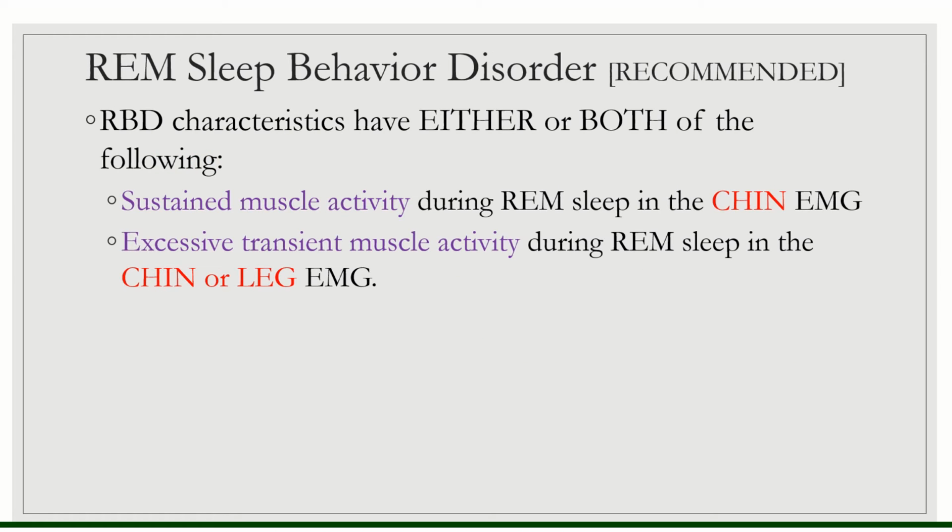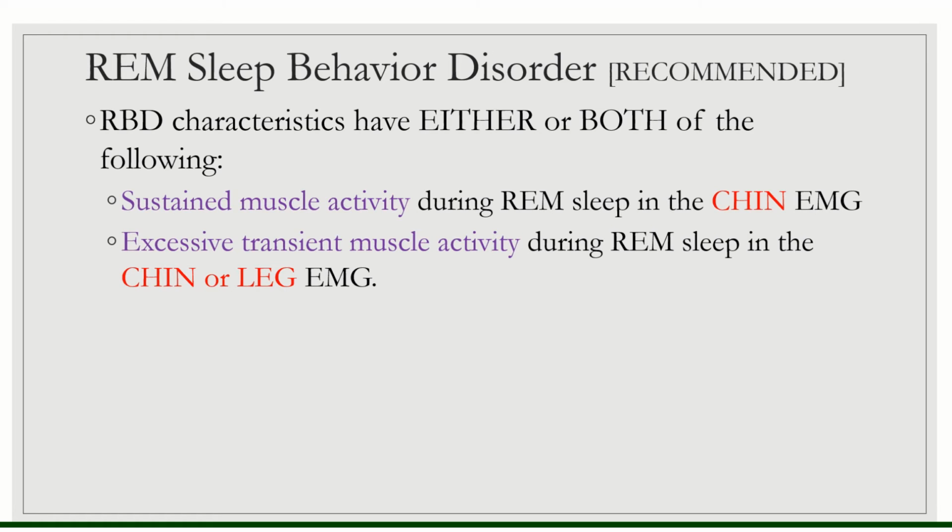RBD characteristics have either or both of the following. I know that you all hate those type of terms, either or both, but that's what's listed in your manual. They either have sustained muscle activity during REM sleep in the chin EMG, or we can have excessive transient muscle activity during REM in the chin or leg EMG, or we can have both. Okay, either or both. Sustained muscle activity during REM is only going to be in the chin.